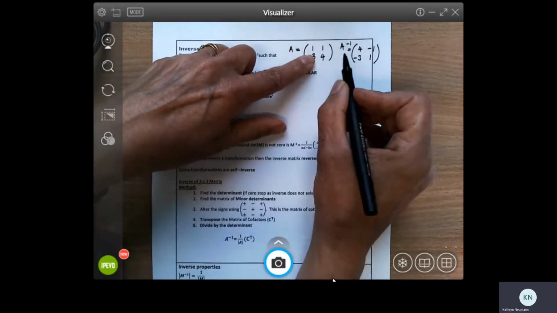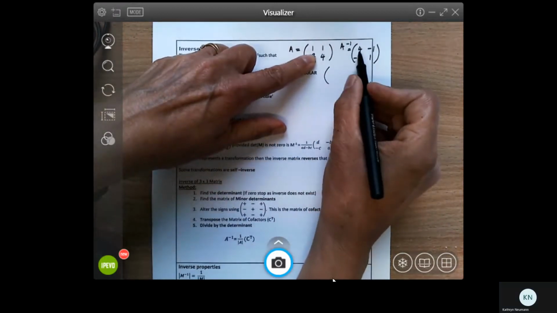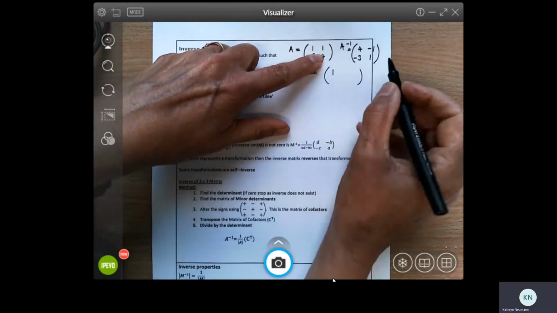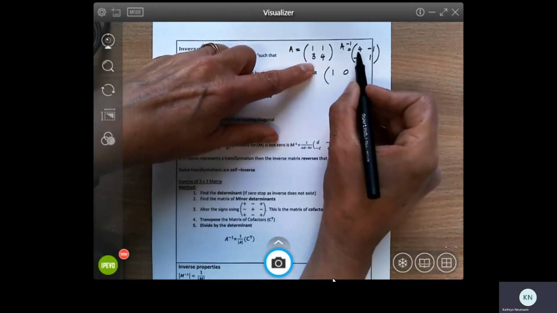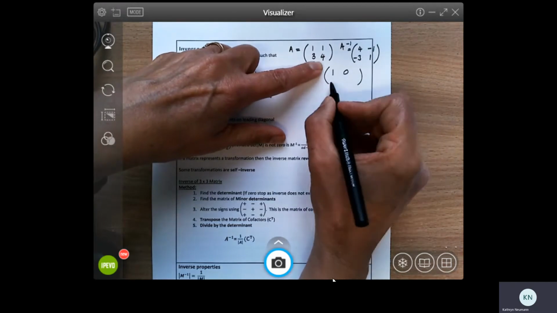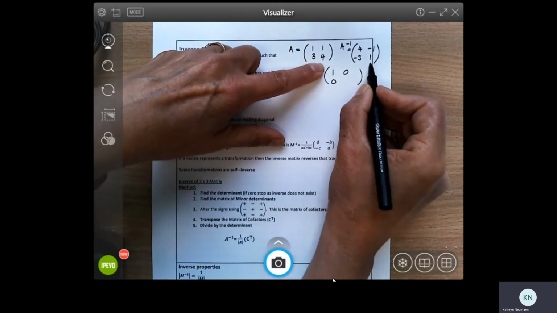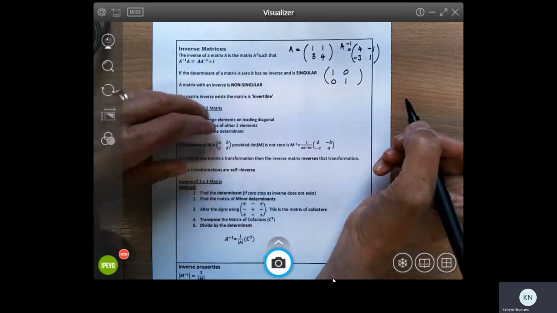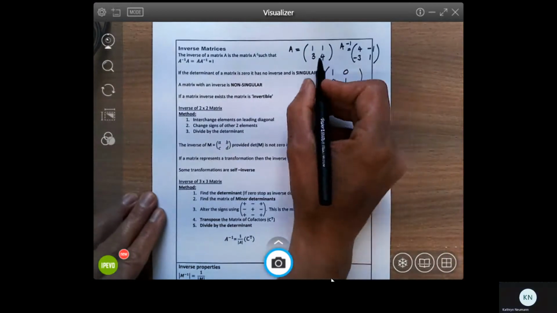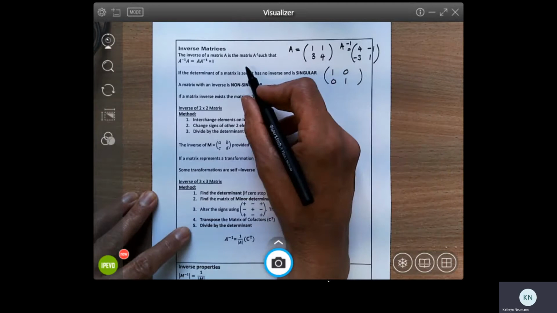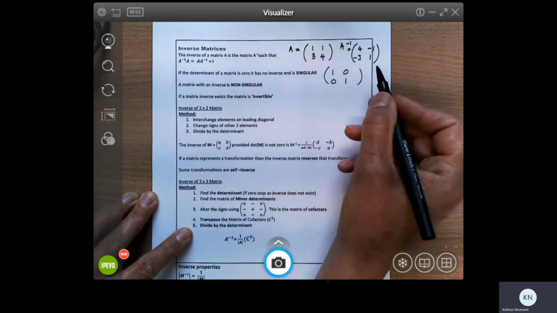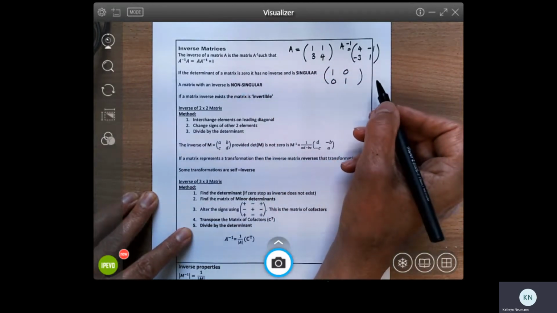So we're going to get 4 minus 3 is 1. We get minus 1 plus 1 is 0. We get 12, take away 12 is 0. Minus 3 plus 4 is 1. So that's what an inverse matrix does. If you multiply a matrix A by its inverse, then you get back to the identity matrix.